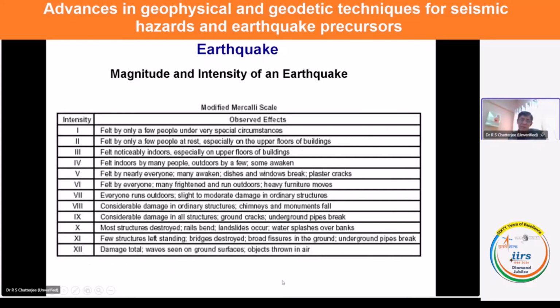Now this is the scale. I'm not going into the details; you can get them from an internet search or Google search, for example, and see what the intensity scale means from 1 to 12. When it is 1, 2, 3, 4, 5, up to 12, that means total damage, complete destruction. So if it is, for example, 9 or 10, that also means substantial damage has happened.